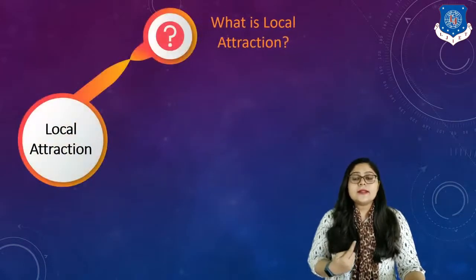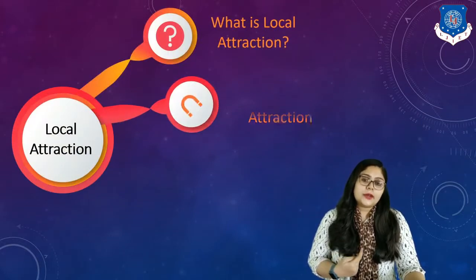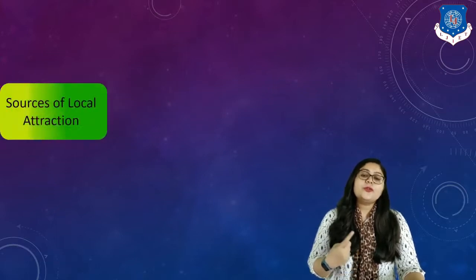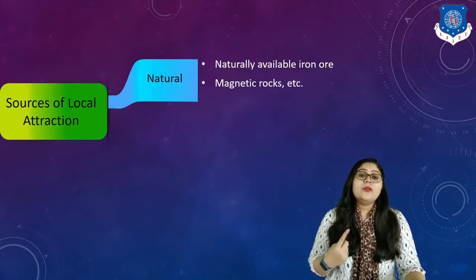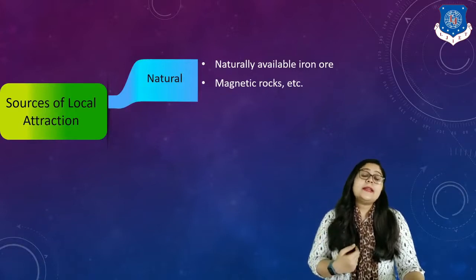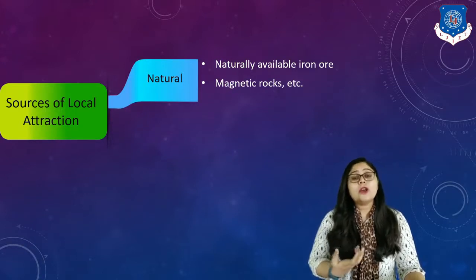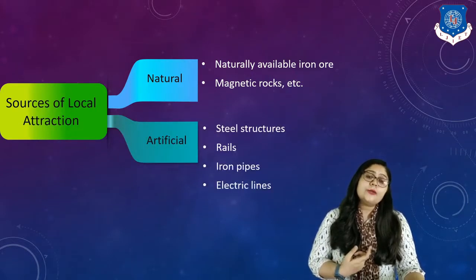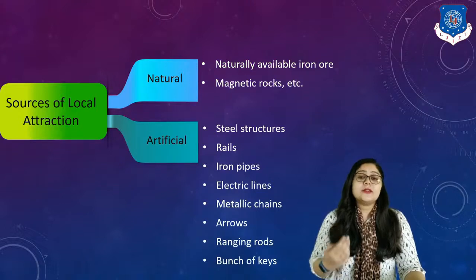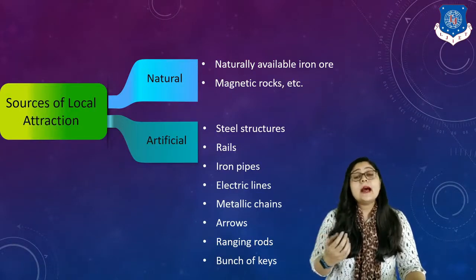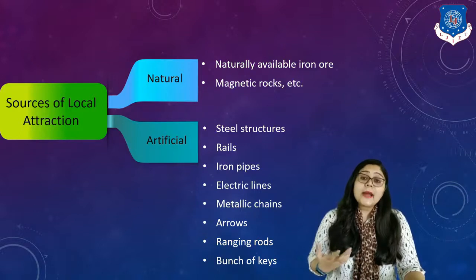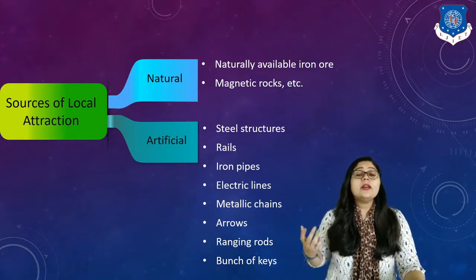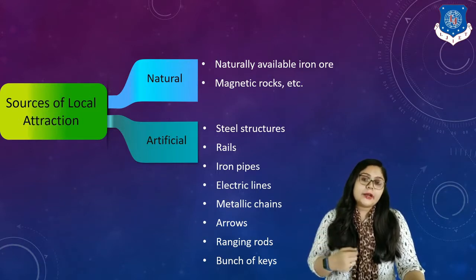Now let's understand the sources of local attraction. Basically there are two types of sources. The first one is natural, which is naturally available as iron ores or magnetic rocks at that place. The second type is known as artificial. It means different structures like steel structures, rails, iron pipes, electric lines, metallic chains, arrows, ranging rods and a bunch of keys can be a reason to act as local attraction, right?